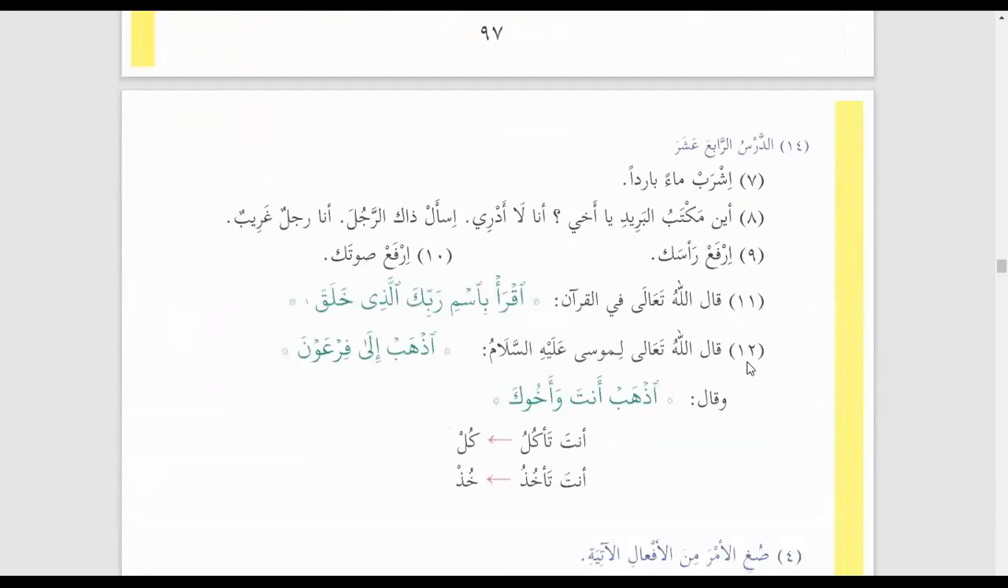We still have more examples here. Ishrab ma'an baridan, drink cold water. As we can see, ma'an baridan is mansub because ishrab is fi'l al-amr, and the subject and verb are already here. Here there is no need to do qalqala, because we are not reciting the Quran, so there is no need to say ishrab. However, if you want to, that's not a problem for practice.